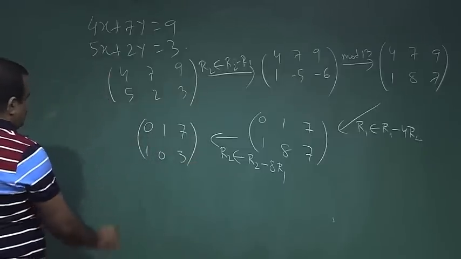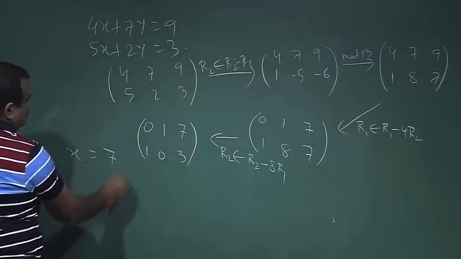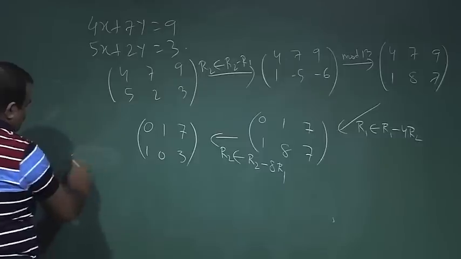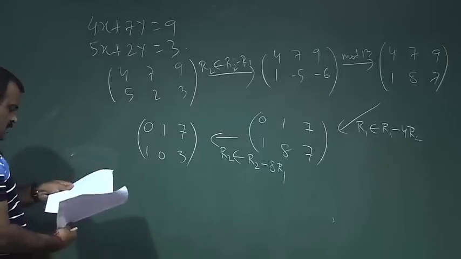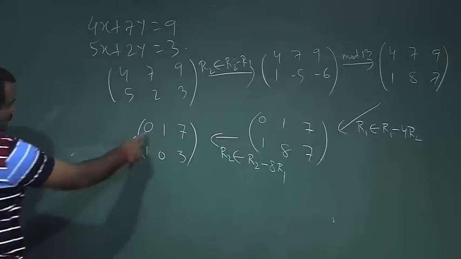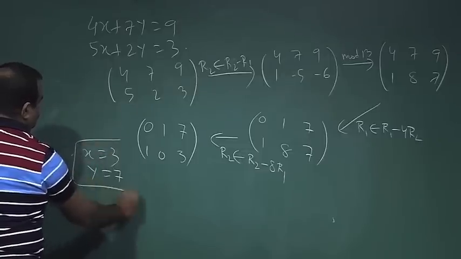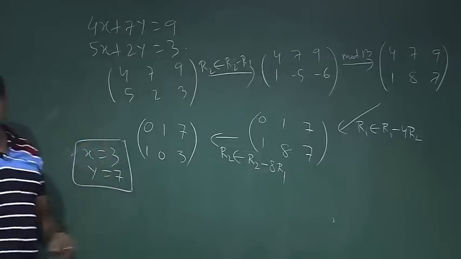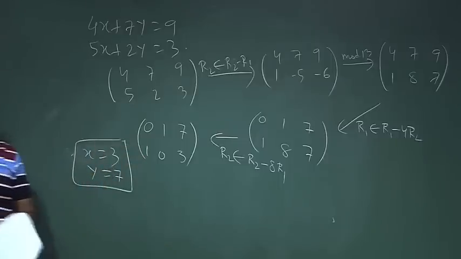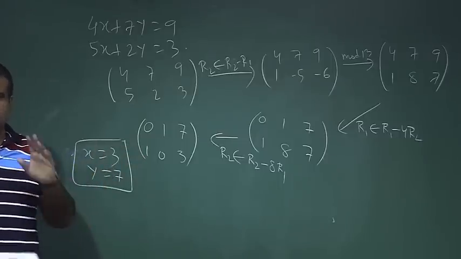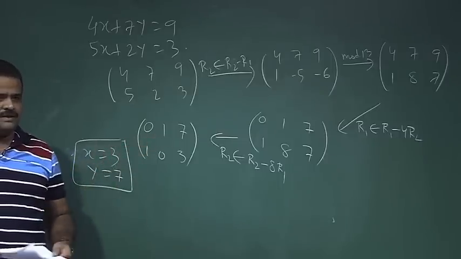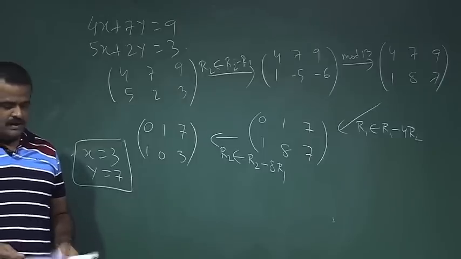So, from here also we can say x equal to 3 and y is equal to 7. So, this way also we can solve this, but every time our operation should be a modulo operation, here it is 13, in general it is n or p.